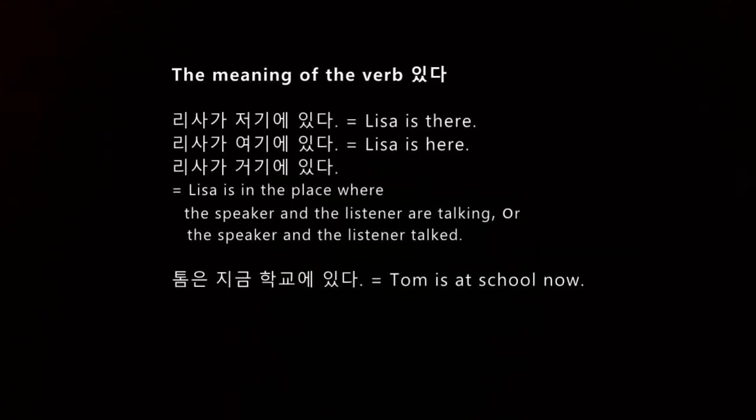Firstly, we use this verb to describe a fact. It is about the fact that something or someone is somewhere or not. 리사가 저기에 있다. 리사가 여기에 있다. 리사가 거기에 있다. 톰은 지금 학교에 있다.